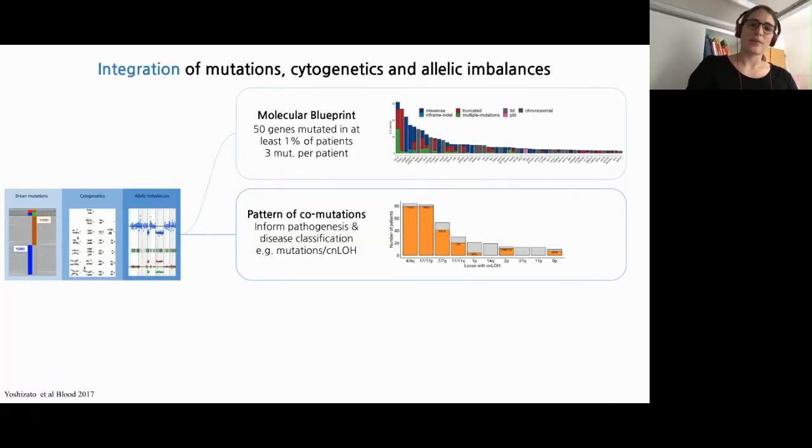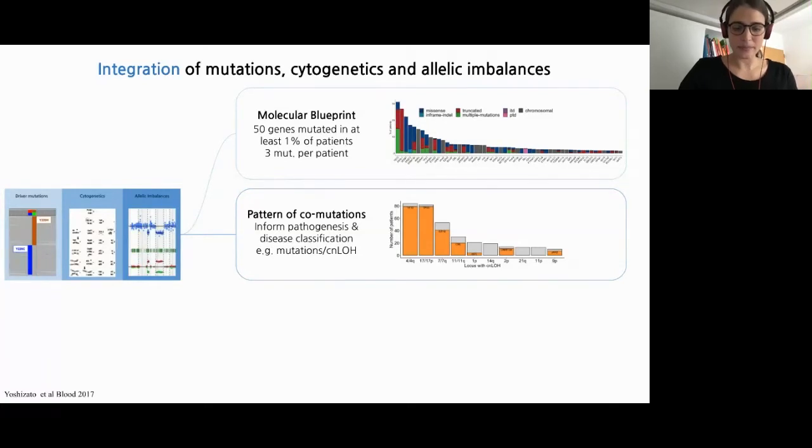And this bar plot is just an example of the interplay between point mutations and copy-neutral LOH, where we see very significant interaction with specific gene mutations and copy-neutral LOH at specific loci in cis, such as TET2 and chromosome 4, locus 4q, or TP53 and locus 17p. And I'll be talking about TP53 for quite some time during the talk.